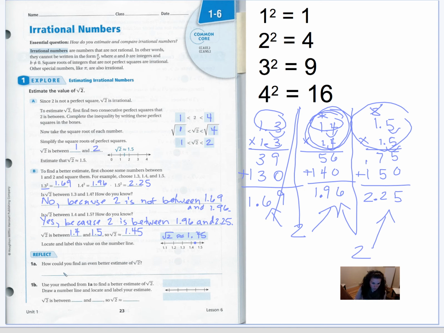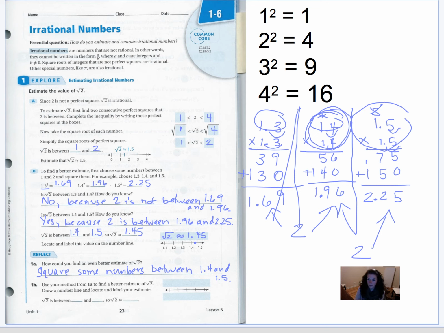Now for the reflection at the bottom. How could you find an even better estimate of the square root of 2? We can do the same thing that we did up here. So we can find two numbers, or a few numbers, that are between 1.4 and 1.5 and square them. So I'll say square some numbers between 1.4 and 1.5.